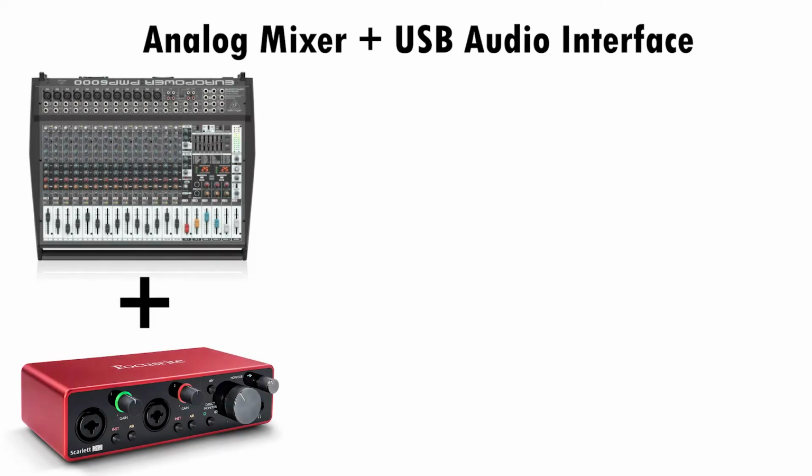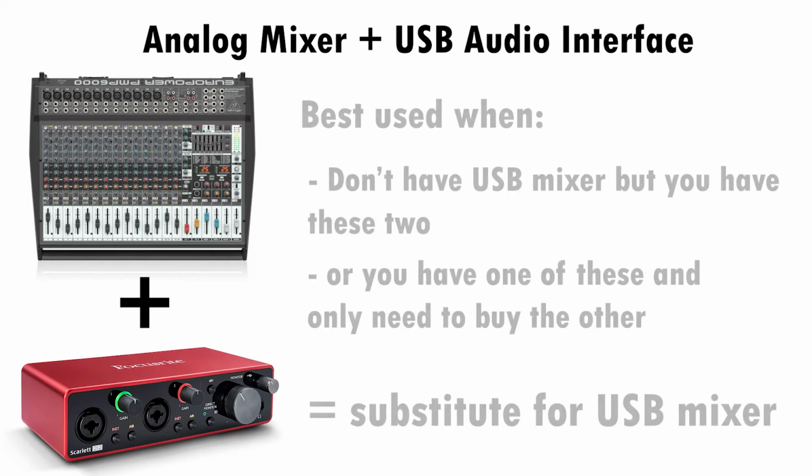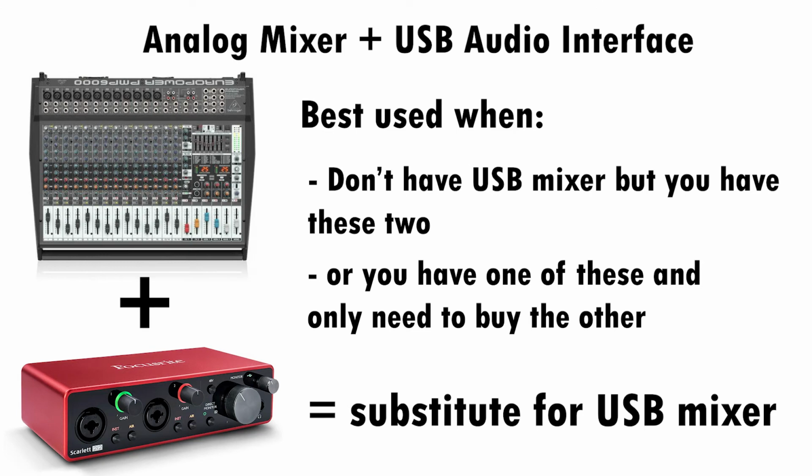The next setup is using an analog mixer in conjunction with an audio interface. This is a good option if you have an analog mixer without USB capability, but you want to use that board for your stream. You do this by taking the main left and right channels of your analog mixer and running them directly into your audio interface. This essentially achieves the same thing as a USB mixer, but with more cords and more things in your signal chain.